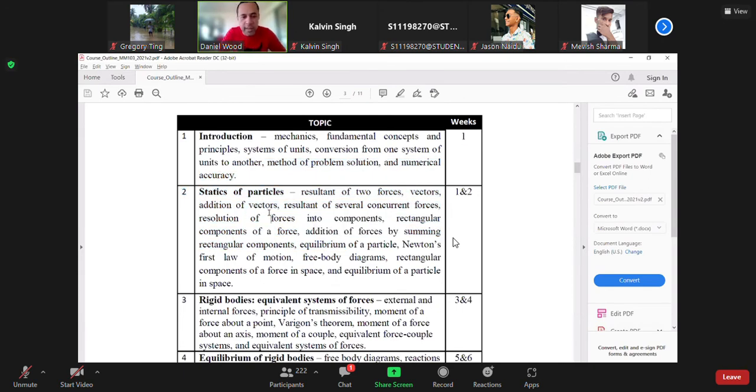I'll try and do examples as much as I can at the end of a lecture, and we'll go through with that, okay? Now, straight away, when I have a look at this, I always think method of problem solution is very important. The other one that I'll stress, I can't stress enough, is free body diagrams. Yeah, free body diagrams. This stuff is just so important.